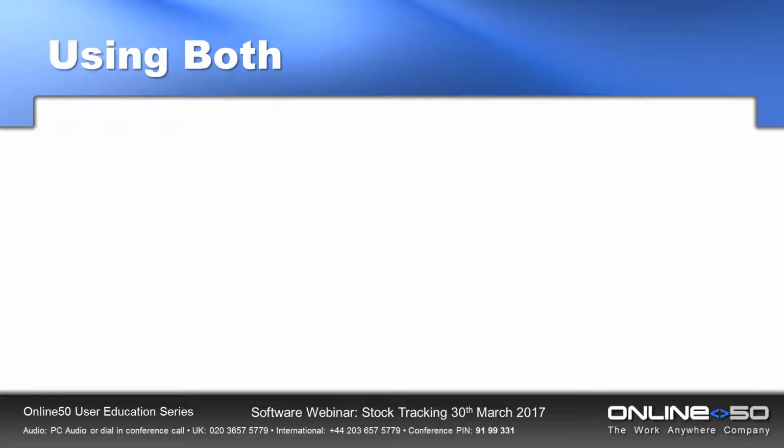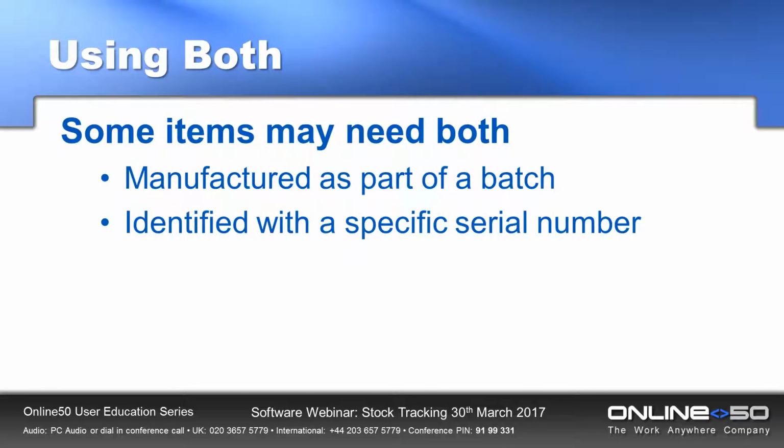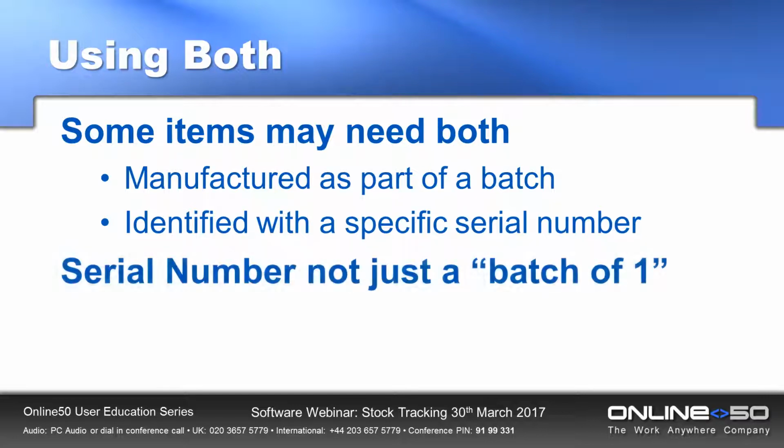And of course, it's worth saying that some items might need both. It's a manufactured item, it's manufactured as part of the batch, and you want to understand the batch characteristics, but it could be identified with a specific serial number. A serial number is not just the same thing as having a batch with only one item in it, because it can be, as I say, part of a batch of other products.